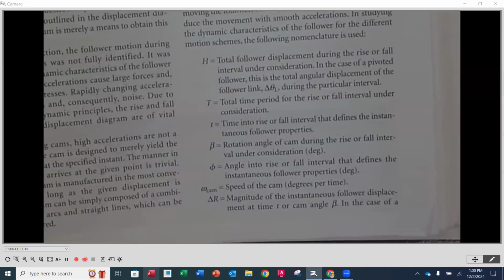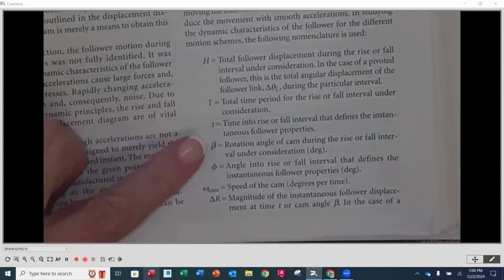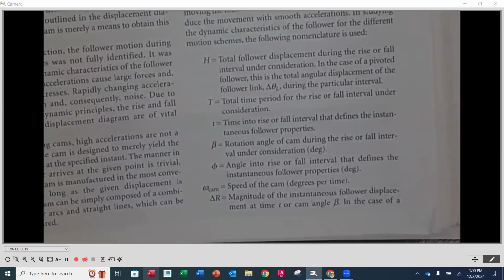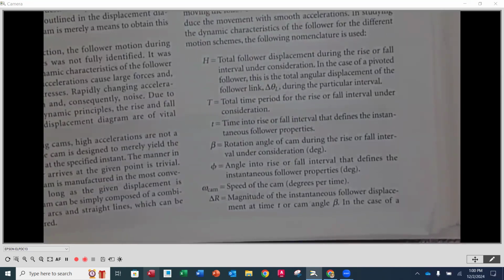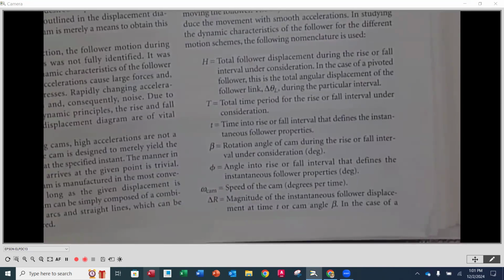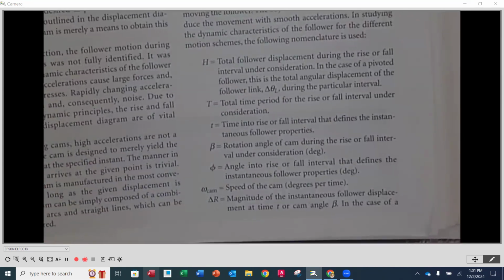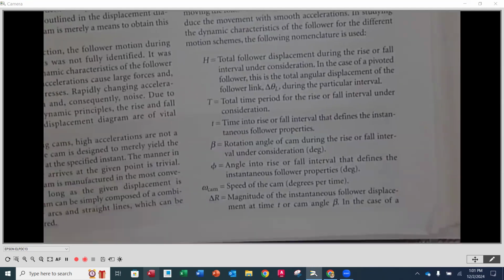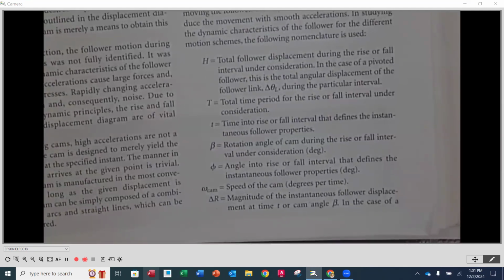The next one is T, which is going to be whatever the time period is for a rise, fall, or a dwell. The lowercase t is going to be the time into the rise or the fall interval that defines the instantaneous follower properties. Beta is going to be the rotational angle of the cam for any particular motion that we're looking at. And we already looked at the capital T's and the betas here. Now, this is going to be phi, which is an angle into the rise or fall interval that defines maybe an instantaneous follower property.